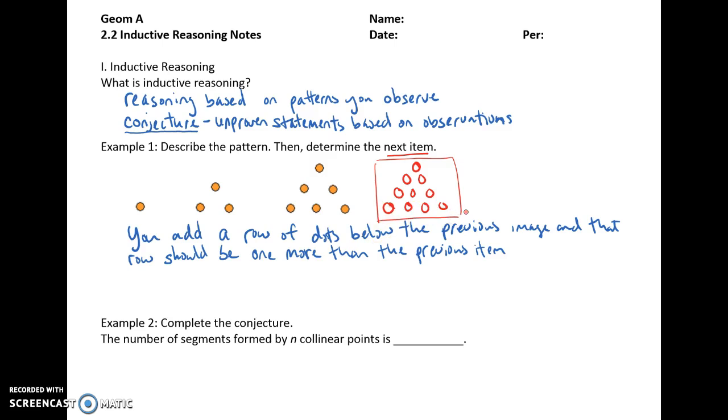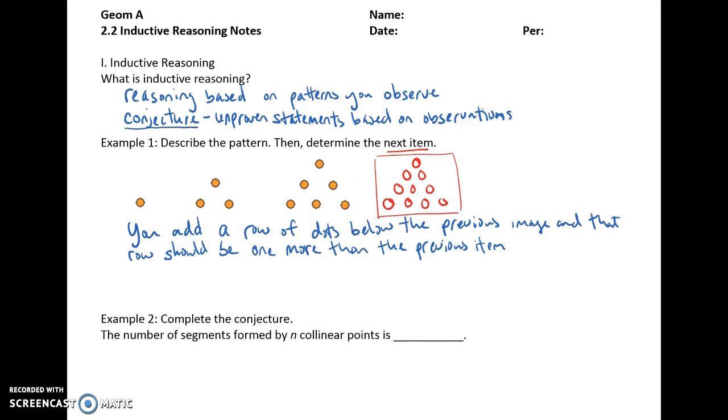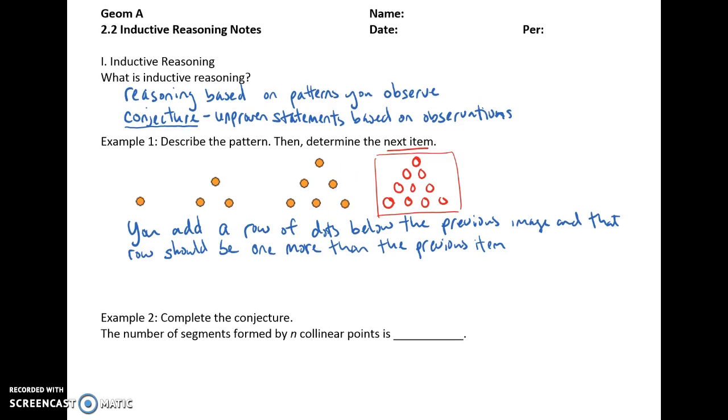And you can describe this in different ways. I've had students say, well, you're adding a diagonal row down the side. Or they're saying you're keeping a triangular shape and it's 1, 3, 6, and then it's going to be 10. So you're adding 1 plus 2 plus 3 plus 4 in that sense. Or you can say you're adding a diagonal row down the side. So lots of different ways you could describe that.